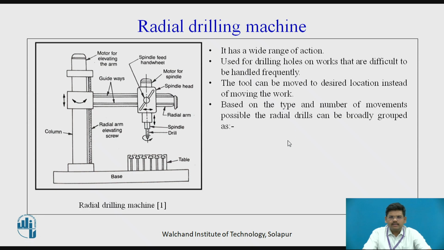Here, based on the type and the number of movements possible, radial drilling machines are categorized as plain radial drilling machine, that you see on screen, semi-universal radial machine, where the spindle can rotate about the arm, and universal radial drilling machine, where the arm can move up and down. So three additional motions for the spindle as well as the arm are provided in radial drilling machines.